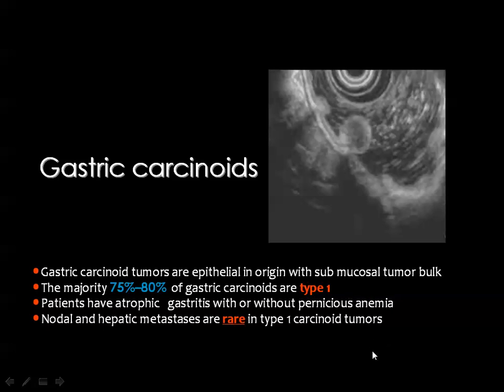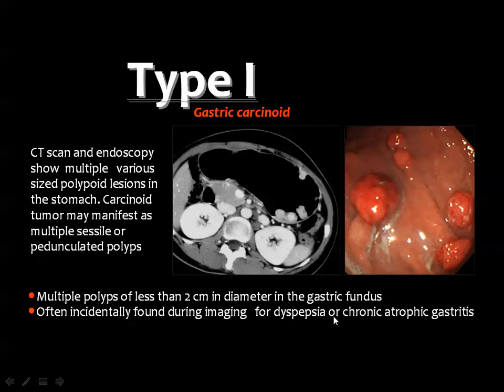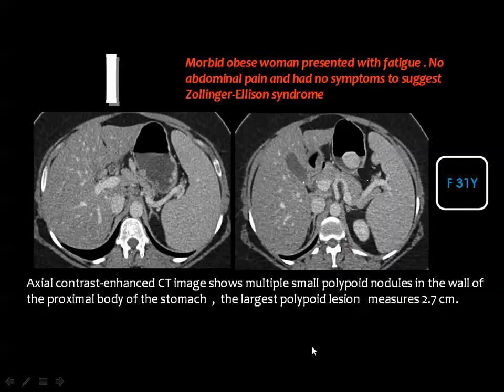Then this type 1 is usually seen in patients with atrophic gastritis or with pernicious anemia. Type 1 carcinoid is seen in cases of chronic atrophic gastritis. It will appear as multiple bulbous lesions in the gastric wall, and carcinoid tumors are one of the lesions that show hypervascularity and significant contrast enhancement on CT scan. And this is a case of type 1 carcinoid tumor.